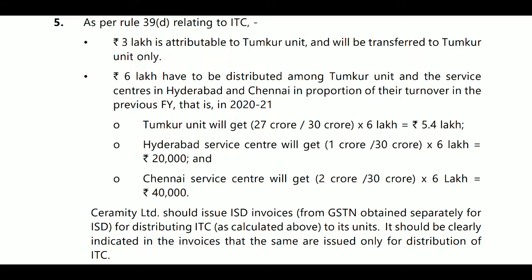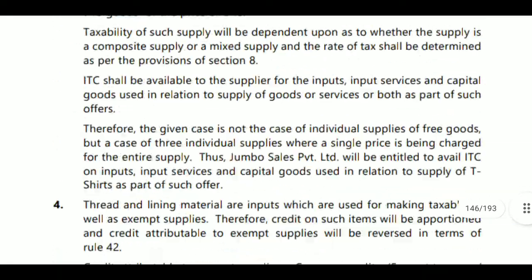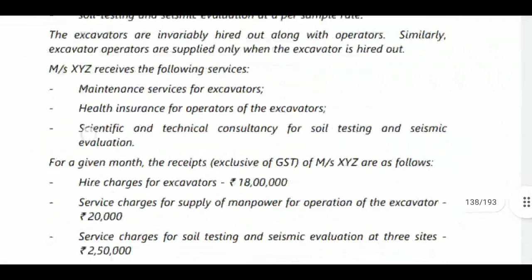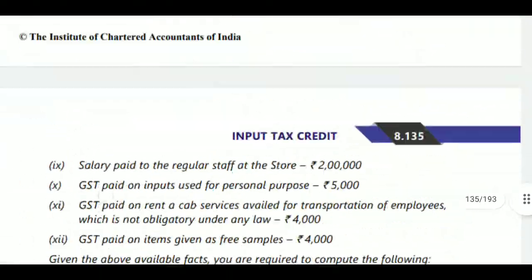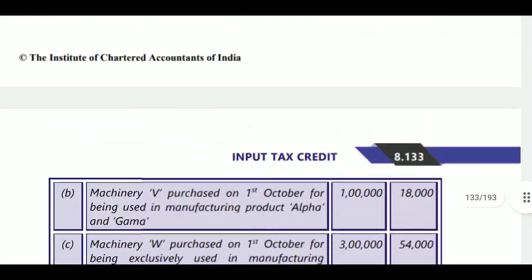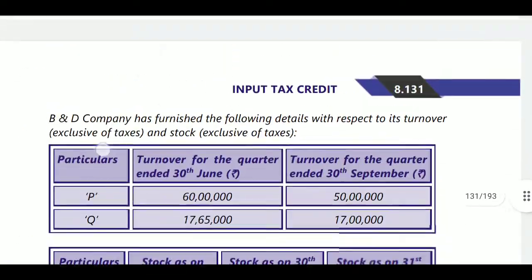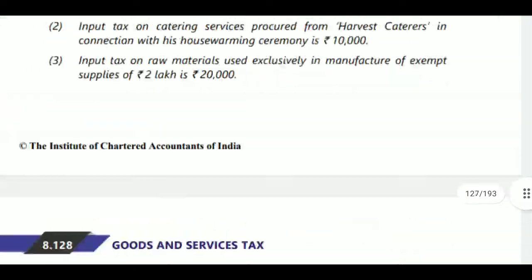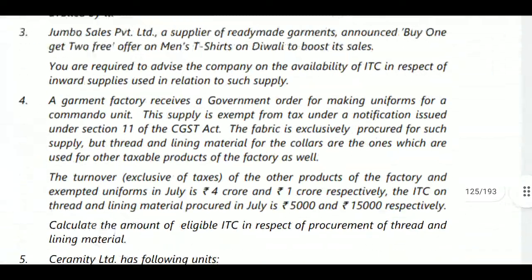Seramity Limited has issued an ISD invoice. It must issue the ISD invoice from a GST number obtained separately for ISD. It must get a GST number separately, registering as an ISD for distributing the ITC as calculated above to the units. It should be clearly indicated in the invoice that the same is issued only for the distribution of ITC. It must be registered, then after registration it must issue the invoice. In the invoice it must disclose that it is only for the purpose of distribution of ITC. This is the ISD case.